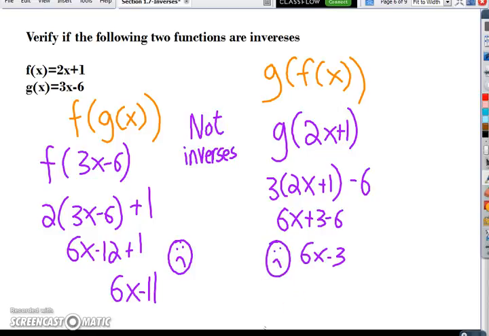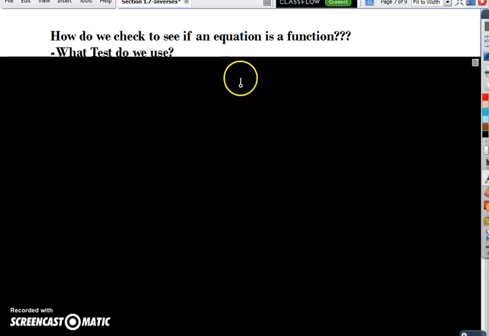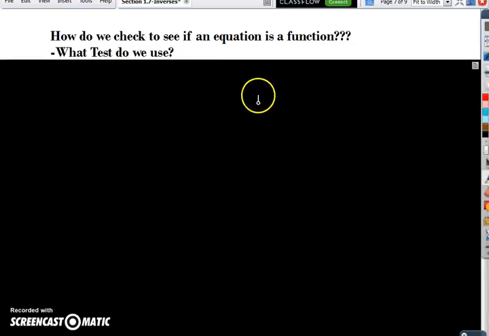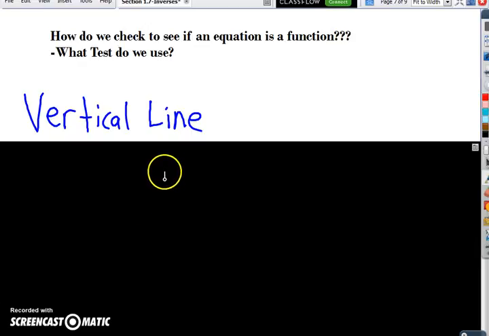Not going to work. So, this is not inverses because I put in x's and I didn't get back just a straight x. Now, we can look at inverses not just algebraically, but graphically. So just a reminder, how do we check to see if an equation I graphed is a function? What test do we use? Good old-fashioned vertical line test. So if I have a graph and say, is this graph a function? We use the vertical line test.